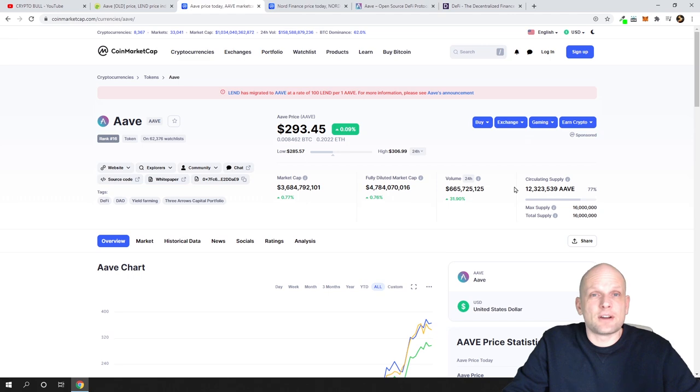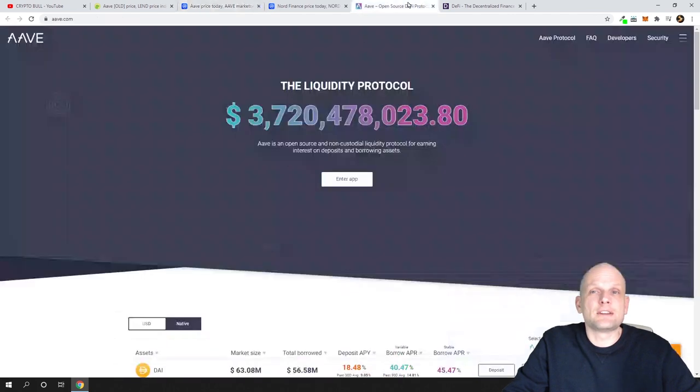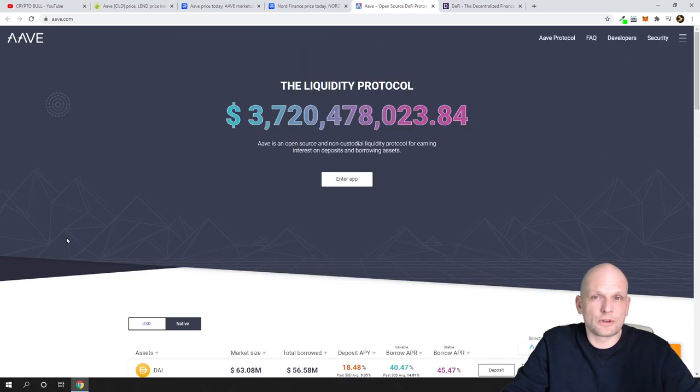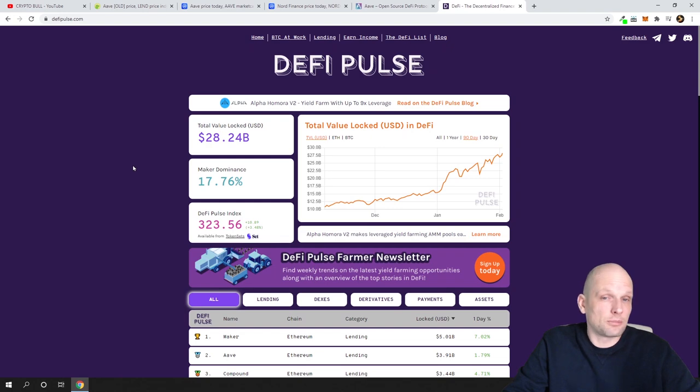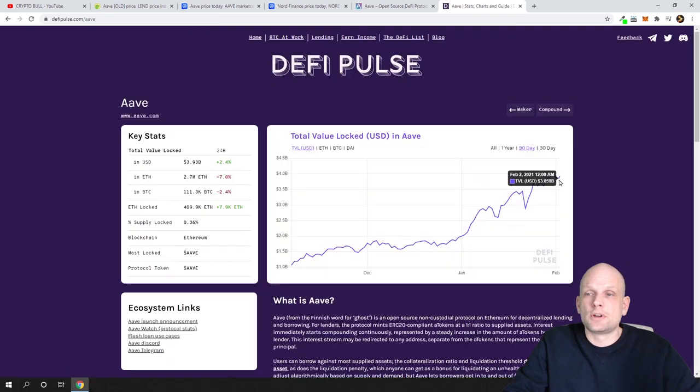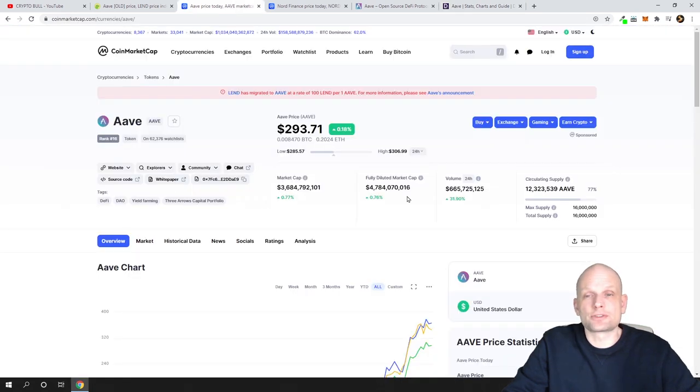So what is Aave? Aave in general is a lending protocol guys, where you can lend different cryptocurrencies. The first thing to mention is that this is one of the biggest DeFi projects out there guys. If we go here into DeFi pools, you will see that Aave stands as the second biggest DeFi project, and if we click on Aave, you will see that there is 3.8 billion locked. And on CoinMarketCap, you can also see that the market cap of Aave is 3.6 or 3.7 billion dollars. So this is the second biggest DeFi project out there.